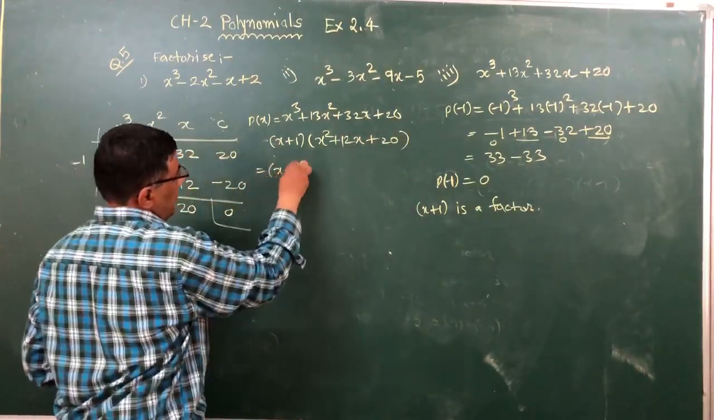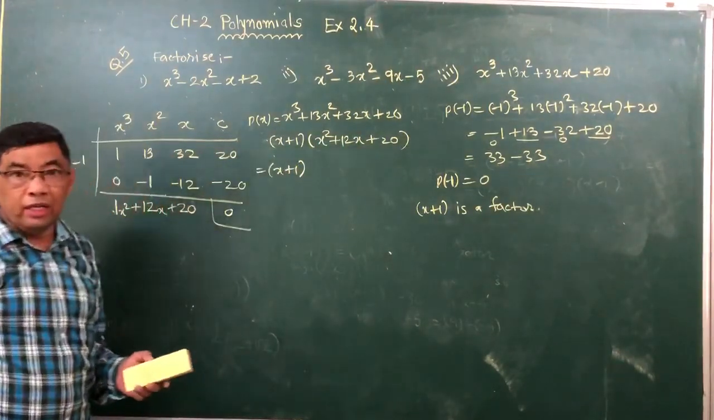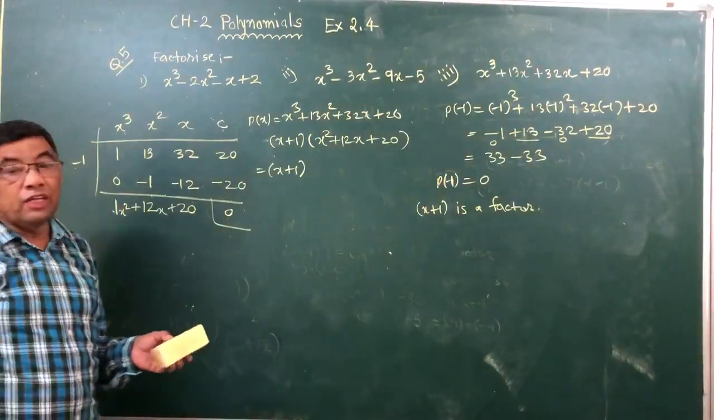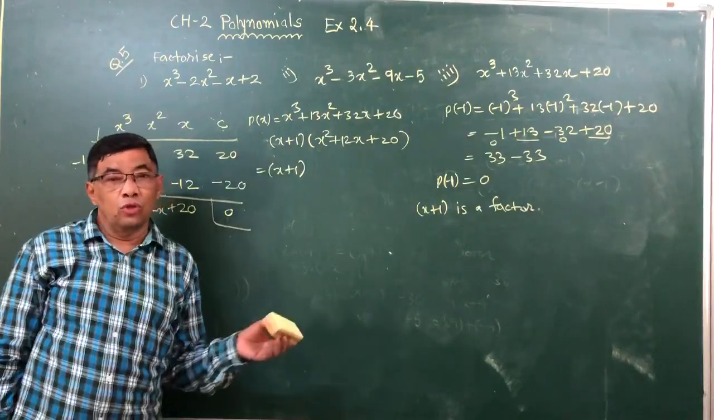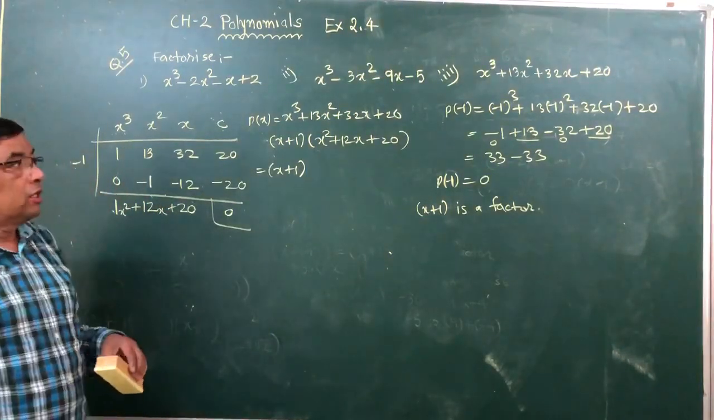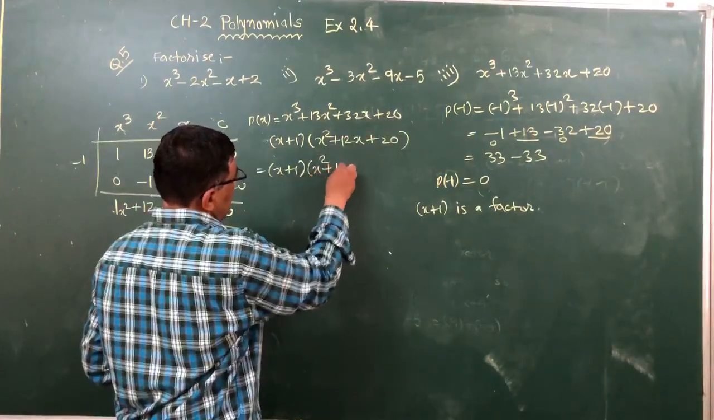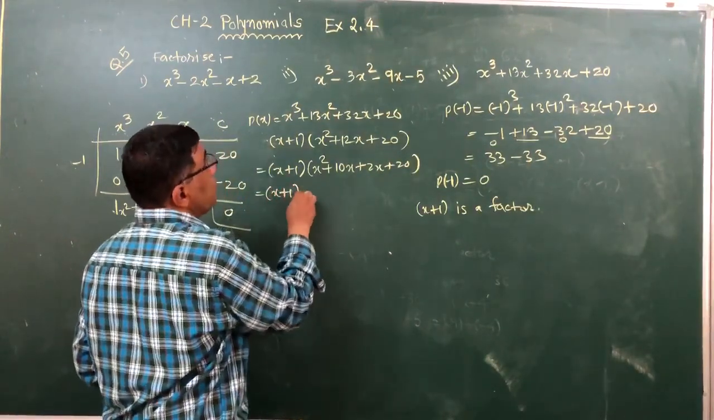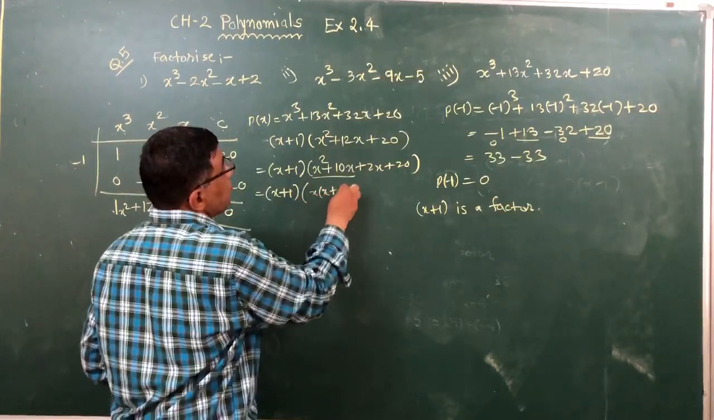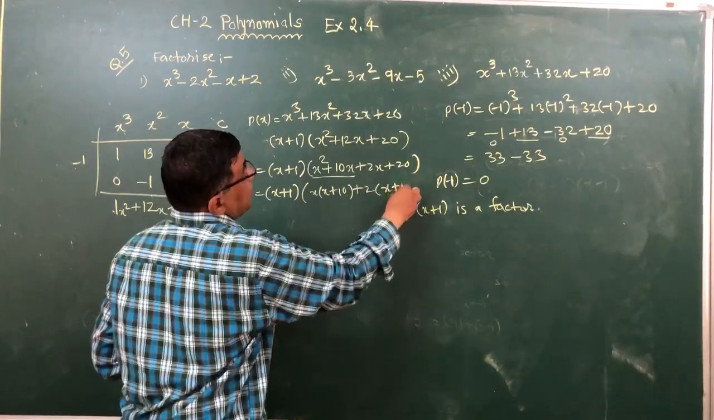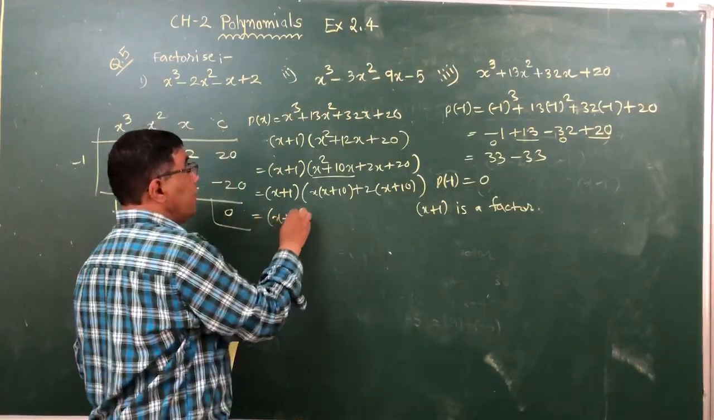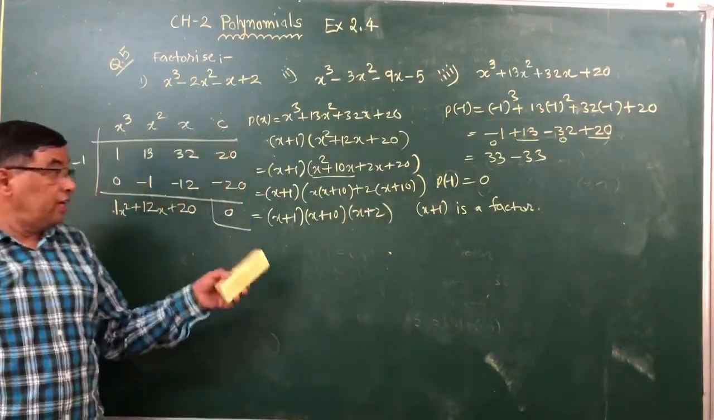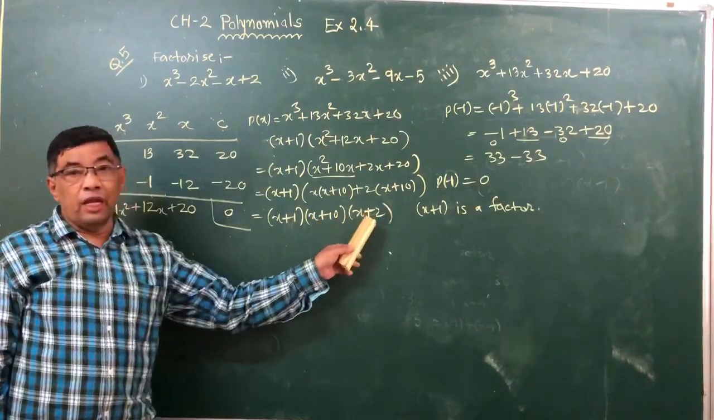Now we find further two factors for this. 1 into 20 is 20 and we want 12. So what are the factors of 20 which give 12? 10 times 2 is 20 and 10 plus 2 is 12. So we write plus 10x plus 2x and plus 20. As before, from this take x common, then x plus 10 remains; take 2 common, then x plus 10 remains. So finally we get x plus 10 as one factor and the other is x plus 2. So the final factors are x plus 1, x plus 10 and x plus 2.